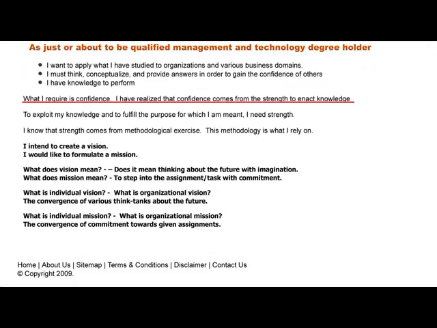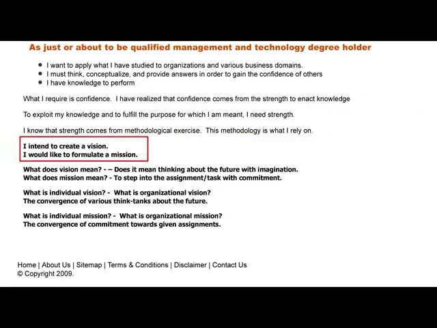I have realized that confidence comes from the strength to enact knowledge. To exploit my knowledge and to fulfill the purpose for which I am meant, I need strength. I know that strength comes from methodological exercise. This methodology is what I rely upon.